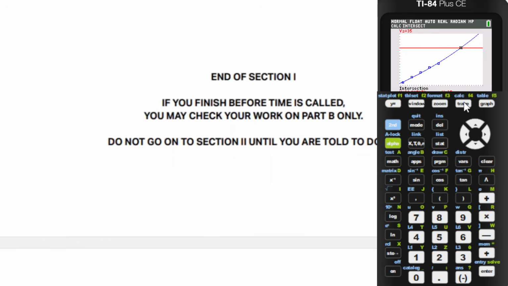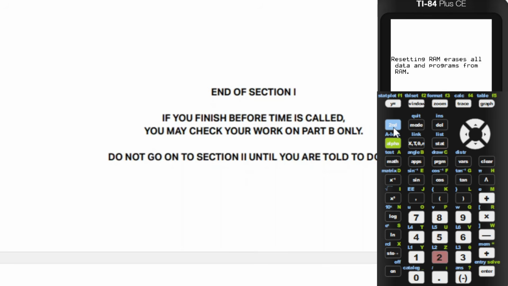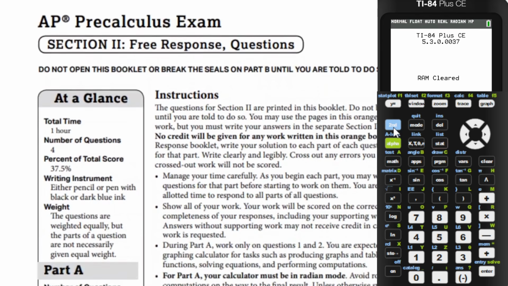All right. Okay, and that's the end of the multiple choice section. So we're going to move on to free response now. And the first part of the free response allows the use of a calculator. Wait, whoops, second plus 7, 1, 2. I'm just going to clear out the RAM and start fresh. And all right, here we go.